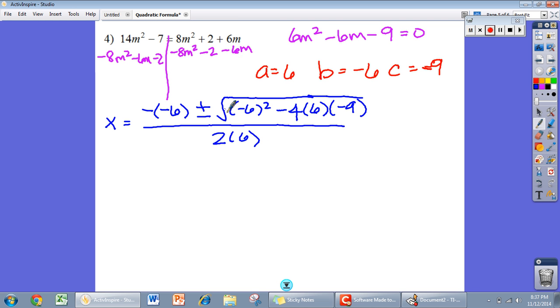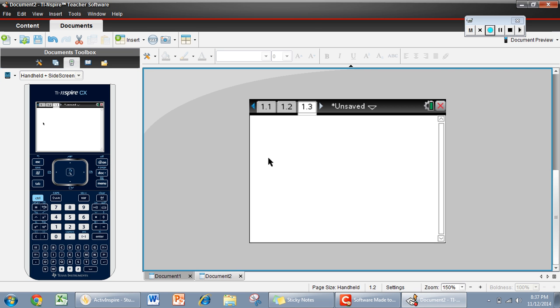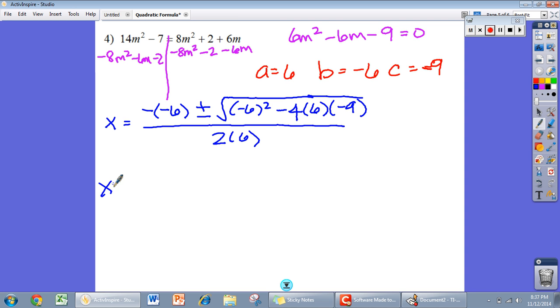All right, so I'm going to flip over to the calculator. I'm going to show you what I'm talking about when I say calculate what's underneath your radical. We don't want to use the radical, we just want to calculate what's underneath the radical. So we need to use a parentheses, negative 6 squared minus 4. Our A value was 6, and our C value was a negative 9. Close it, and that's 252. So that's everything underneath our radical. So x equals negative times a negative 6 is a positive 6, plus or minus square root, and we calculate that to positive 252 all over 12.